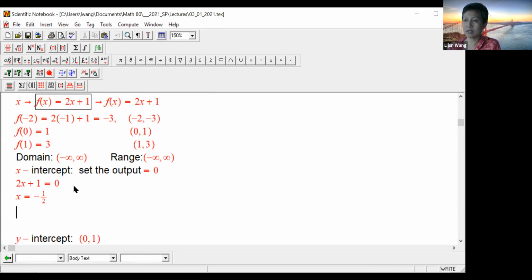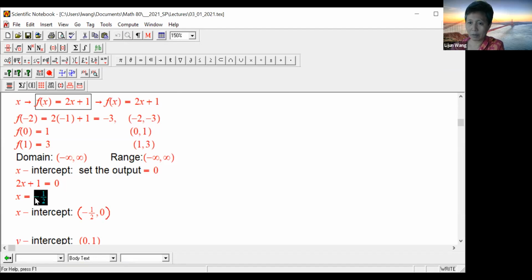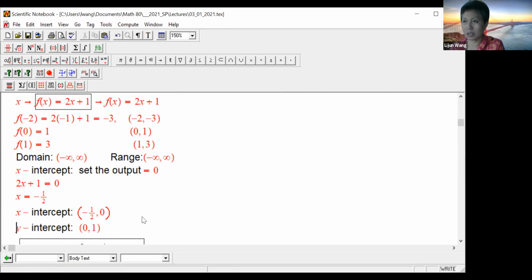So the X-intercept will be what? The X-intercept as a result will be an ordered pair, -½ is the X coordinate and the Y coordinate is 0. -½ is the input. We try to find input from output. That's the X-intercept. Any questions so far?